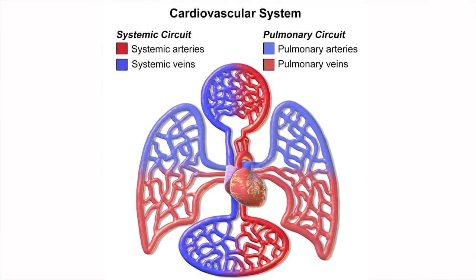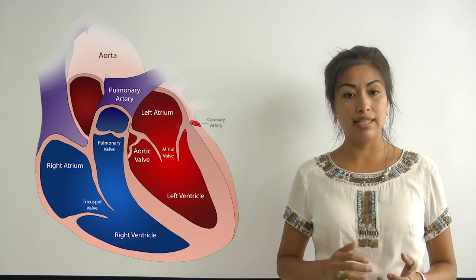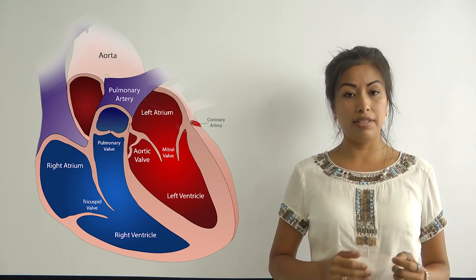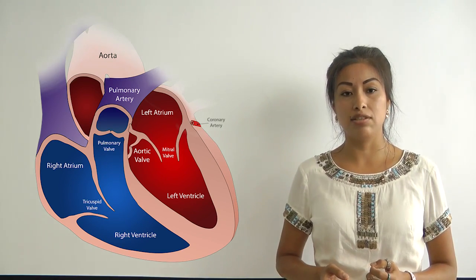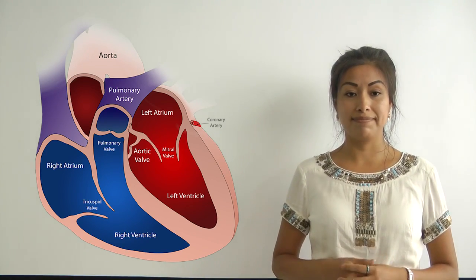Oxygenated blood is then taken back to the heart via the pulmonary vein. The pulmonary circulation is the only place where veins carry oxygenated blood and arteries carry deoxygenated blood. Oxygenated blood then enters the left atrium, then the left ventricle, then is pumped out into the systemic circulation via the aorta.